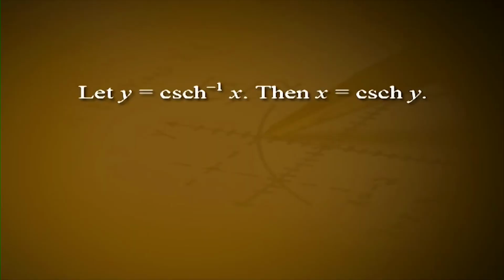Example 1. Prove that cosec h inverse x is equal to sin h inverse 1 by x. Let y is equal to cosec h inverse x.